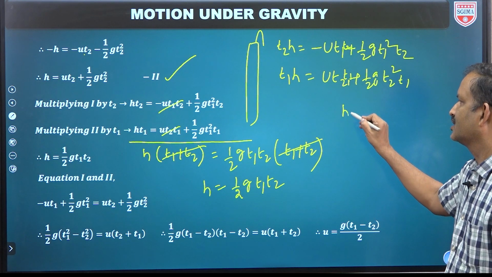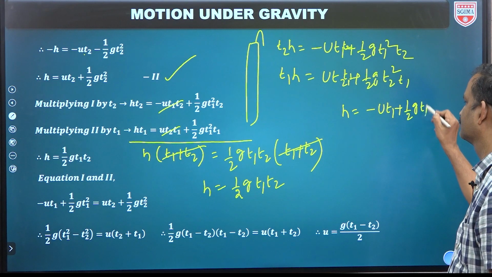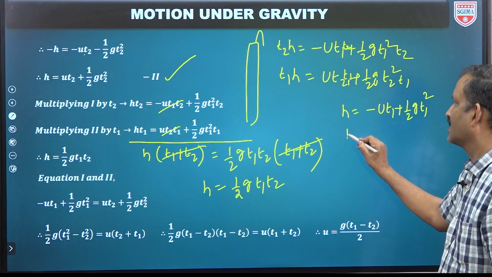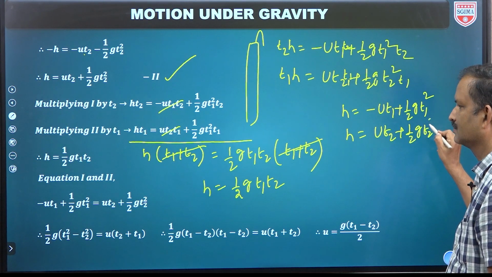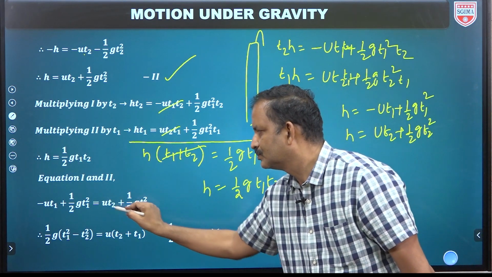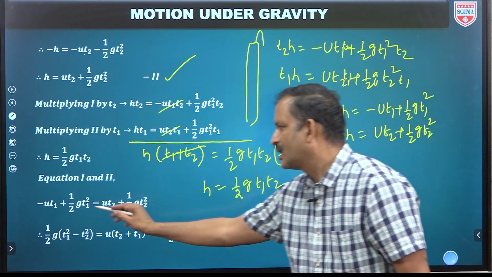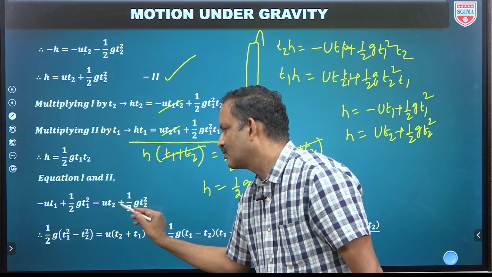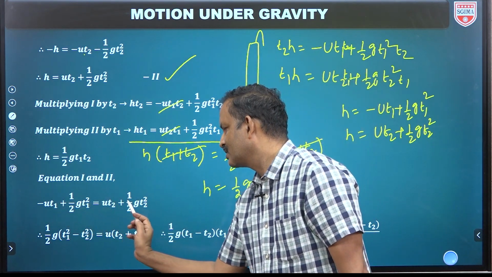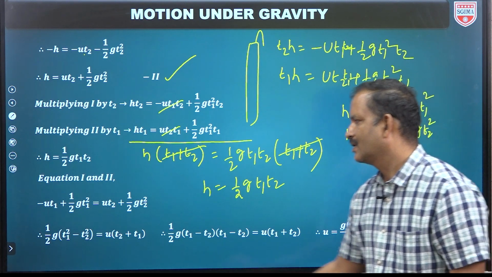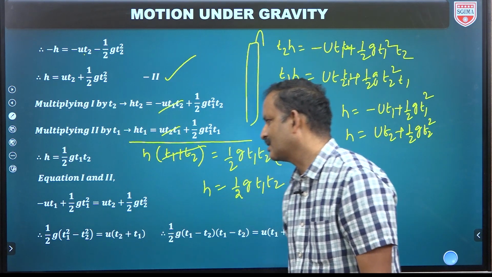First equation I am taking: H is equal to minus u t1 plus half g t1 square. Second equation I am taking: H is equal to u t2 plus half g t2 square. Equating these two, we get minus u t1 plus half g t1 square is equal to u t2 plus half g t2 square. You take this one to this side, this one to this side. Then you will get half g (t1 square minus t2 square) is equal to u (t2 plus t1).